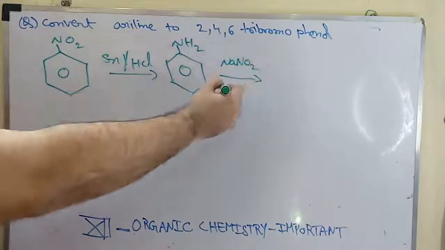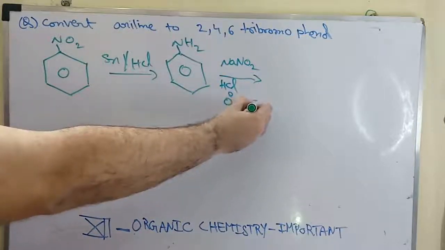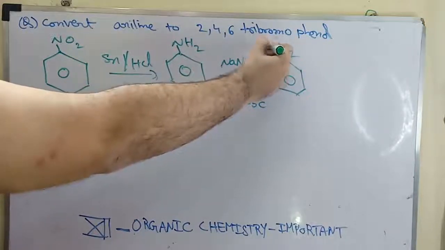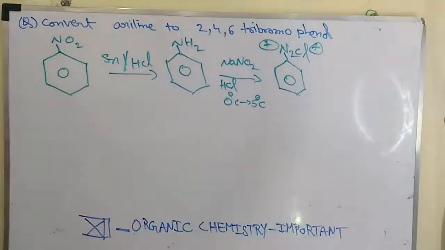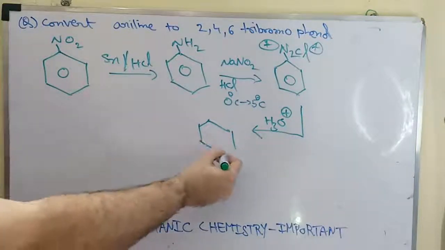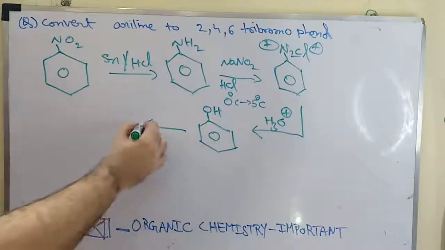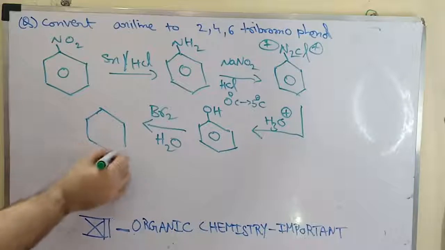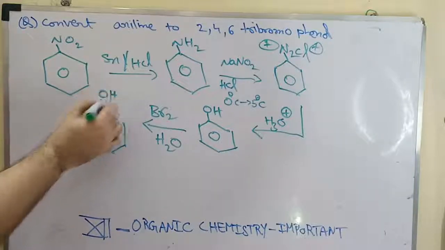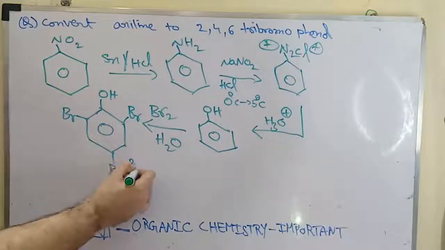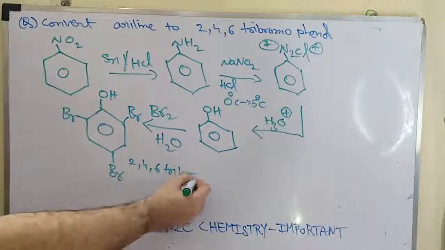Aniline on treatment with NaNO2 HCl, 0 degree centigrade to 5 degree centigrade, gives the diazotization reaction. So this is benzene diazonium chloride, and when we treat this with an acid, we get phenol. Phenol on treatment with bromine water, Br2 H2O, we will get 2,4,6-tribromophenol. This is the final product, 2,4,6-tribromophenol.